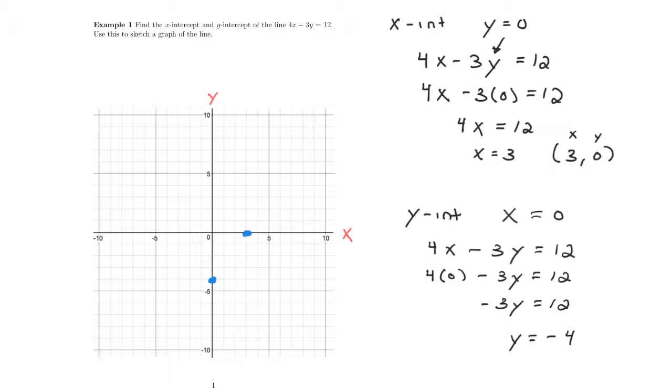And once you have 2 points, the line is just the graph that goes through those two. So it's not going to be perfect, but something like this. And I just want a basic sketch of the graph. And so here's my linear equation, 4x minus 3y is 12.